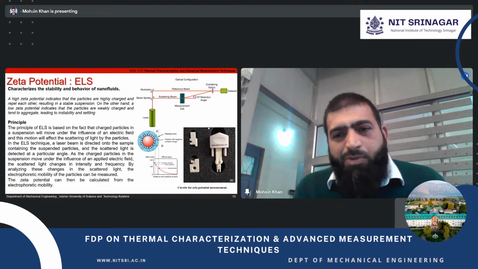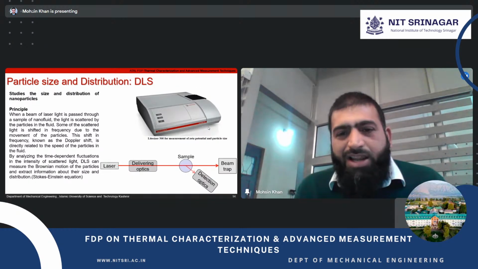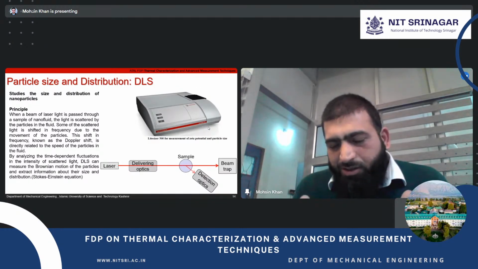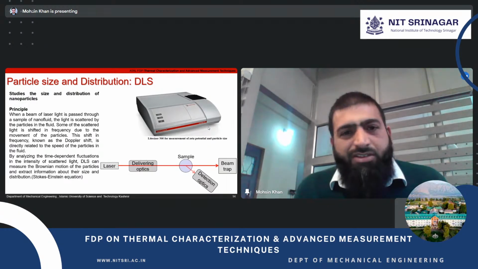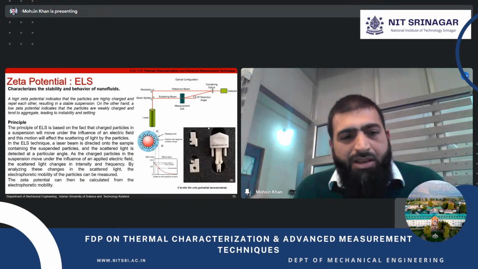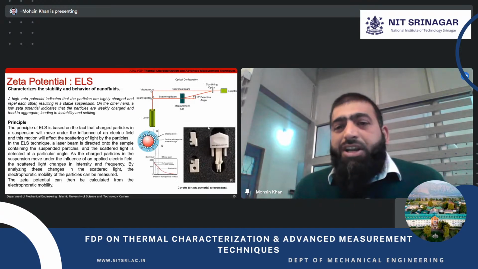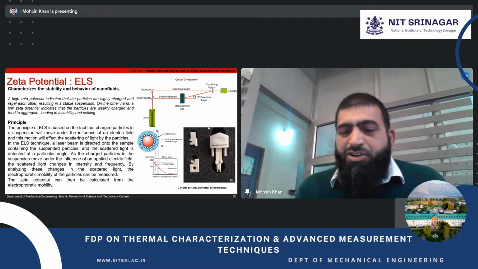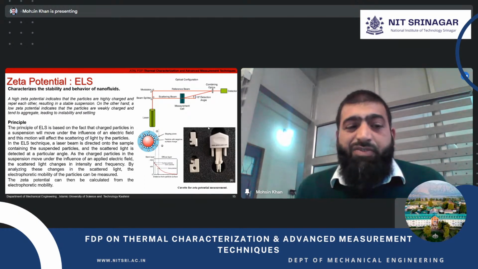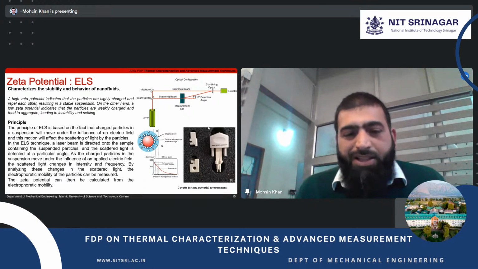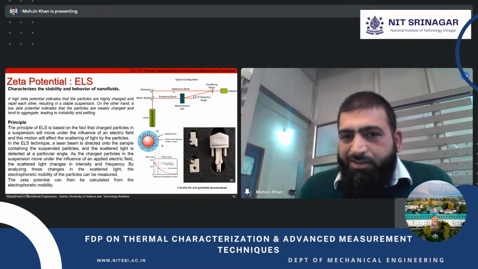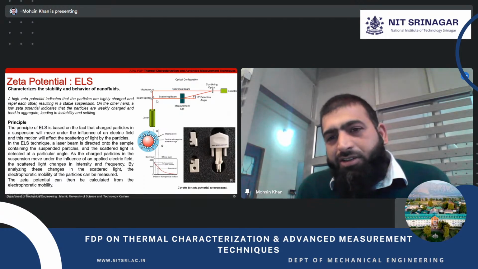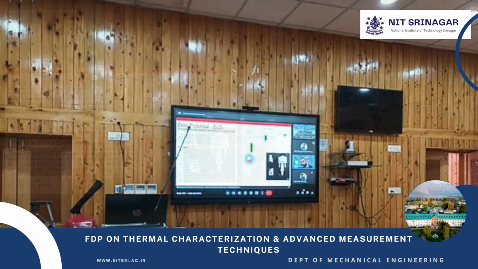The zeta potential is measured by the same equipment, the Litesizer 500. It is the equipment which gives us both the particle size and the zeta potential. This is based on the electrophoretic light scattering technique. The principle of ELS is based on the fact that charged particles in a suspension will move under the influence of an electric field, and this motion will affect the scattering of light by the particles. See, in this figure, we have a laser light that is split by a beam splitter and a modulator, and it is impinged on a measurement cell which contains our sample, this blue color box.